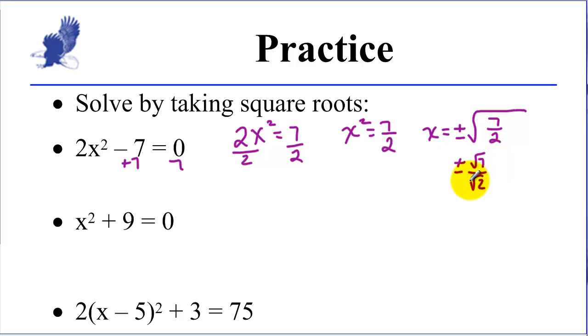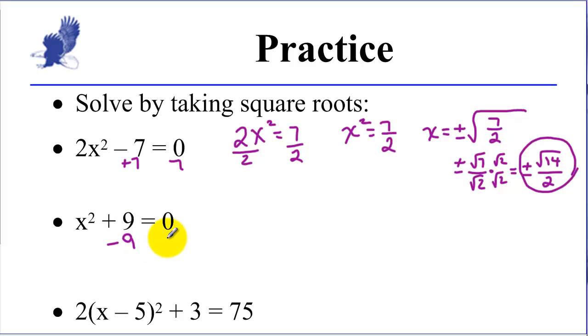And can we leave it like that? And of course our answer is no, because we need to get rid of the radical in the denominator. And our final answer for this particular problem would be plus or minus radical 14 over 2. Again, make sure you don't forget the plus or minus. For some of you, that'll be a common mistake.